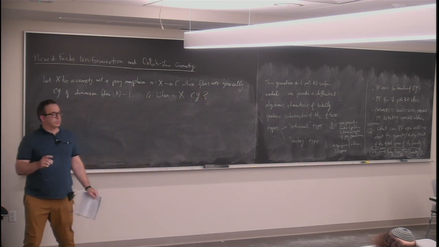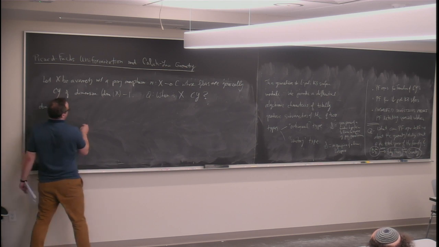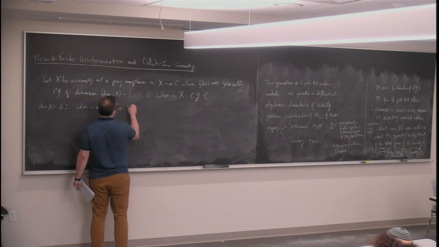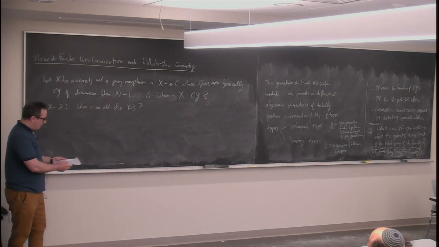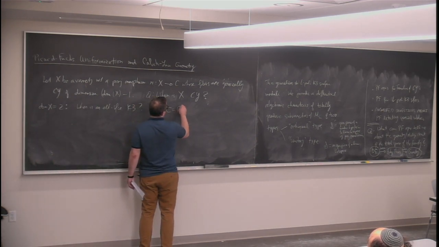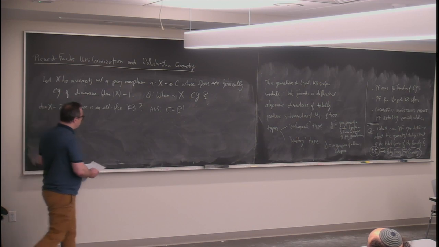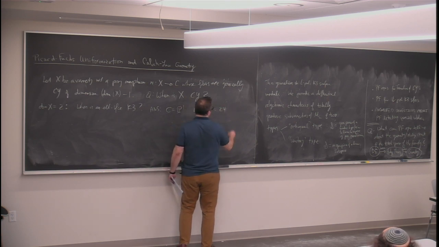So if I specialize this to the case of families of elliptic curves we were talking about earlier, so dimension of X equal 2, this is asking when is an elliptic surface K3? That's the analogous question. The answer there is that C has to be CP1, right? You could just say Euler characteristic equal 24.